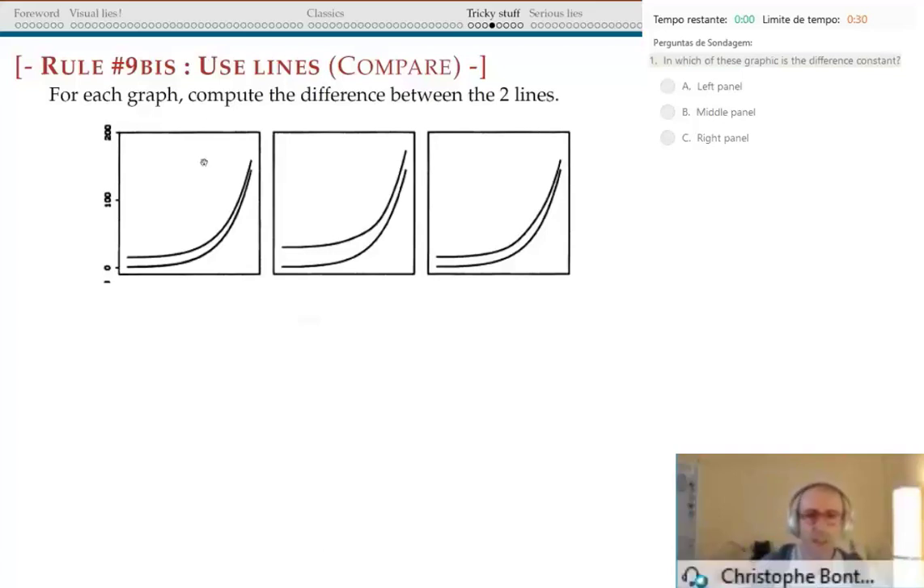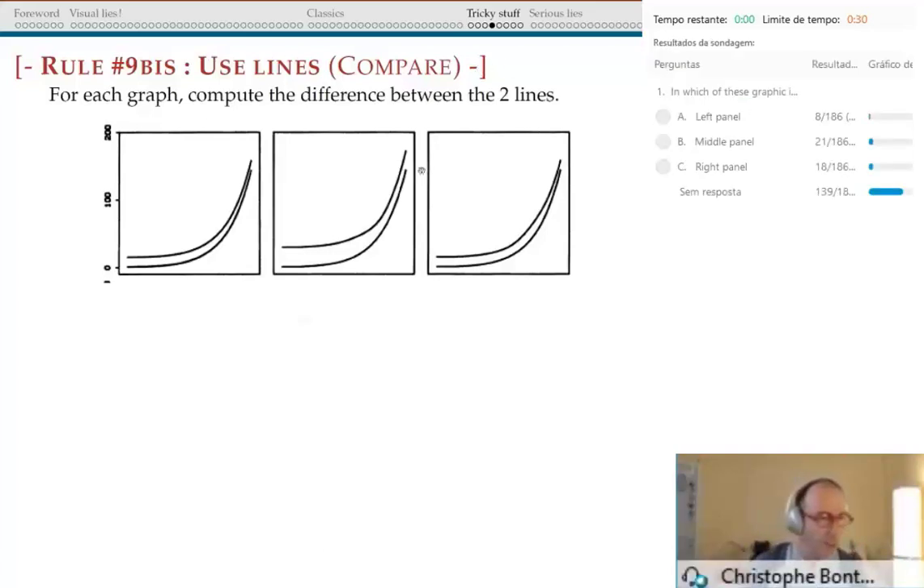Okay, so the poll answer has disappeared again, but I will try to give you the results. It's A 8, B 21, C 18. So B is the most voted.